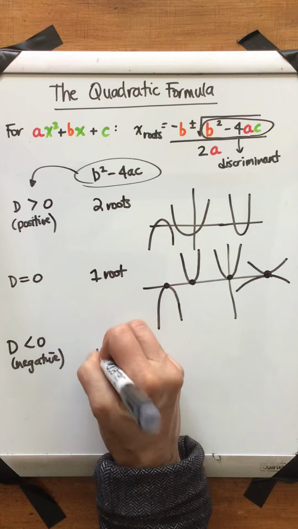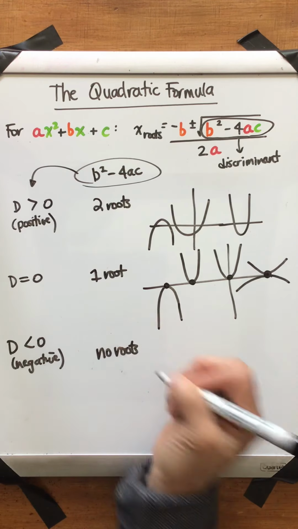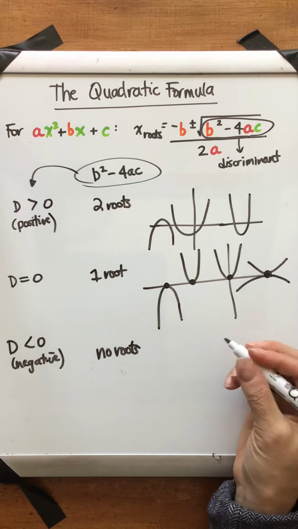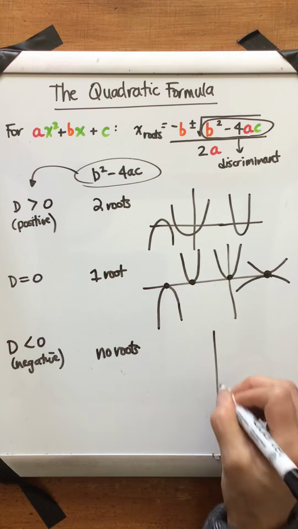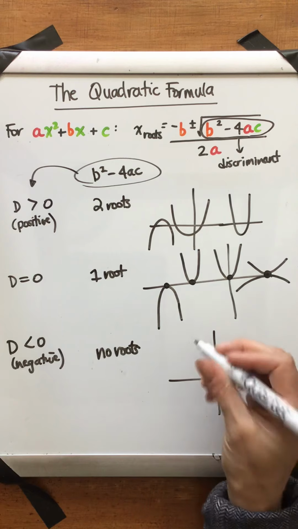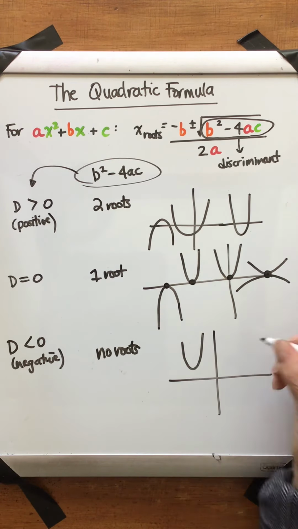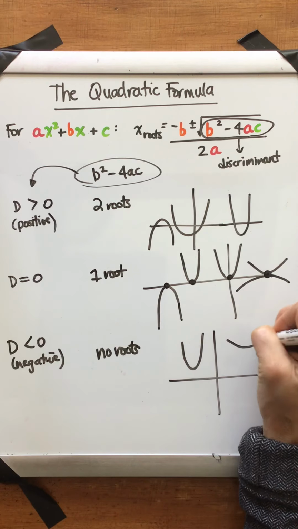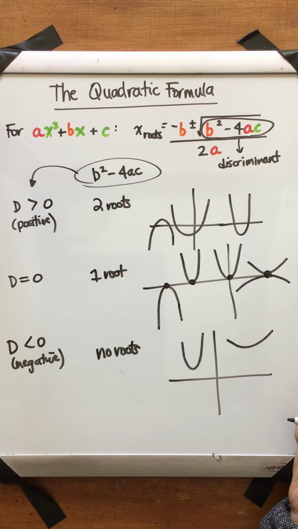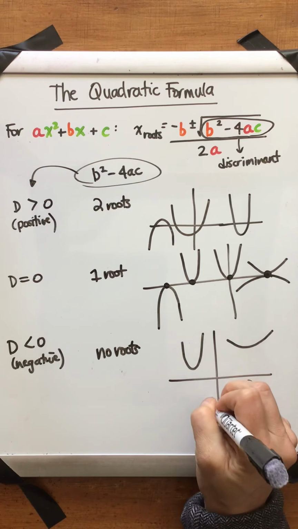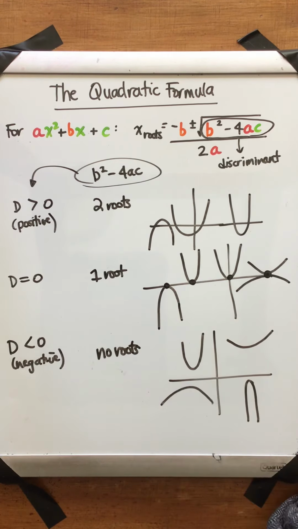And then finally, if our discriminant is less than 0, in other words, if it is negative, we discover that there are no roots. Kind of like that song, you know, got no roots. You know what I mean? So lots of scenarios for that. Maybe you have an upward facing one that is above the x-axis, or you have a downward facing one that is below the x-axis. No roots because it doesn't cross.